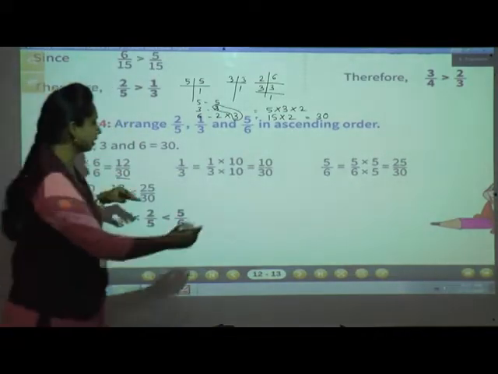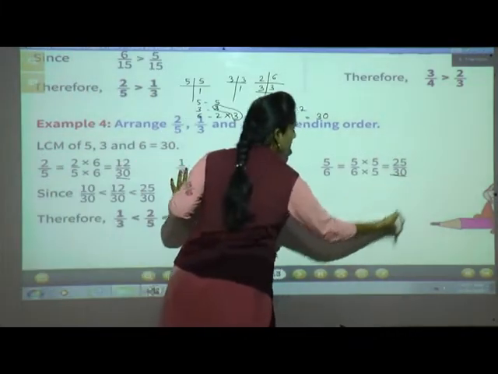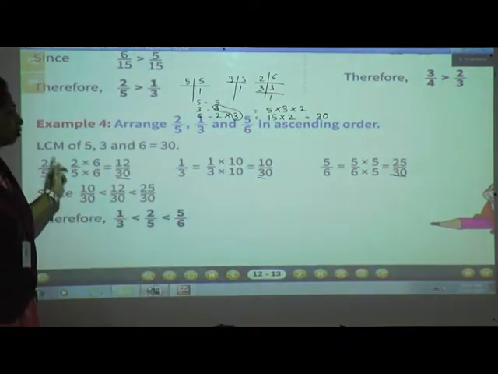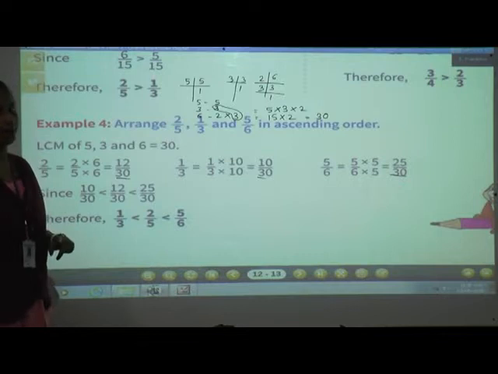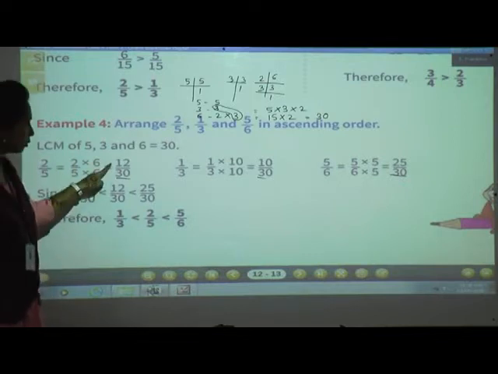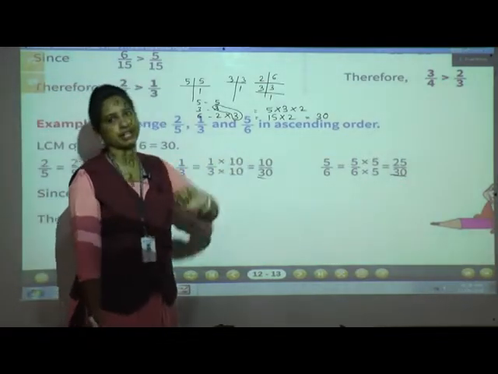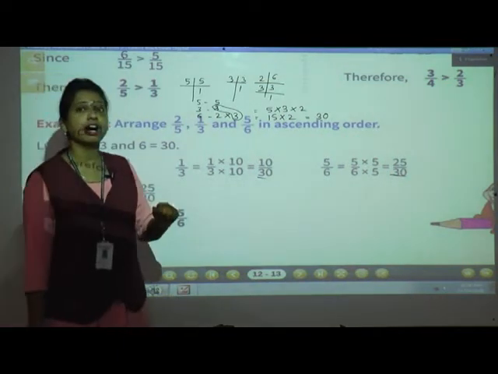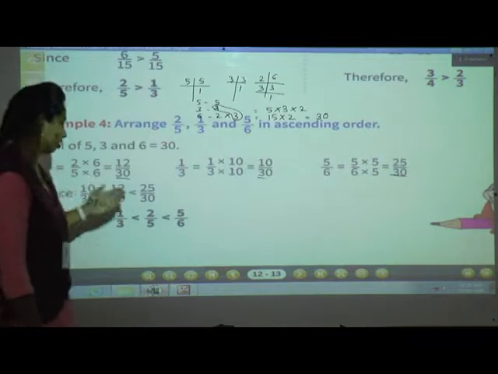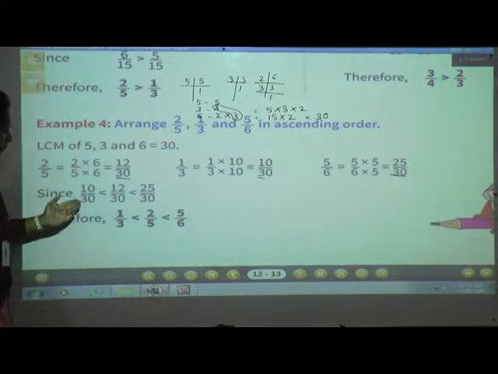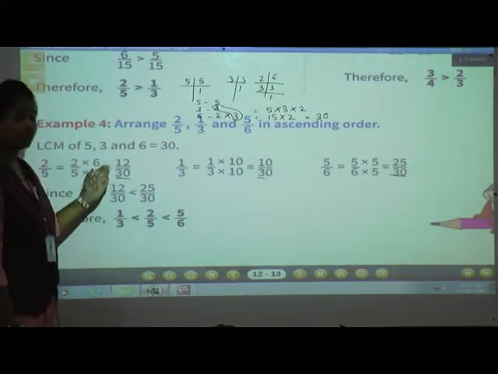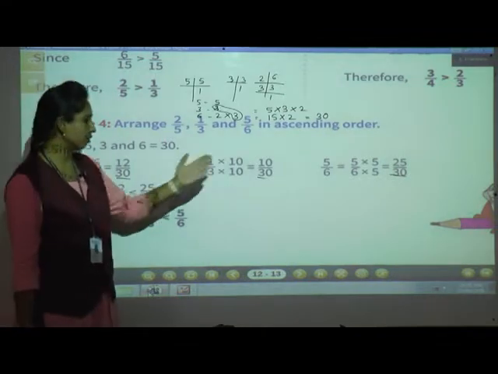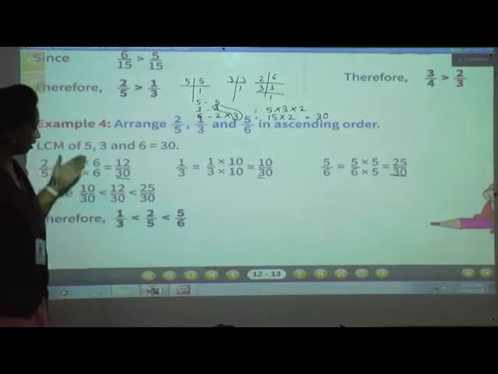Now you can see the denominators are the same. So these are like fractions. If denominators are the same, where do we compare? We compare numerators. See, 12, 10 and 25. Now tell me which is smaller? 12 and 25? Of course 10 is smaller. So write here first 10 upon 30. The next 12, so write 12 upon 30. And the next 25 upon 30.